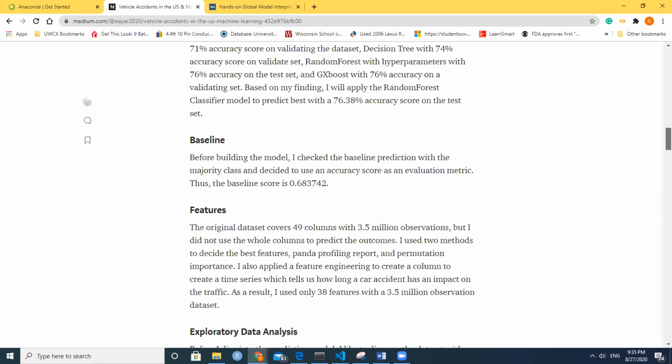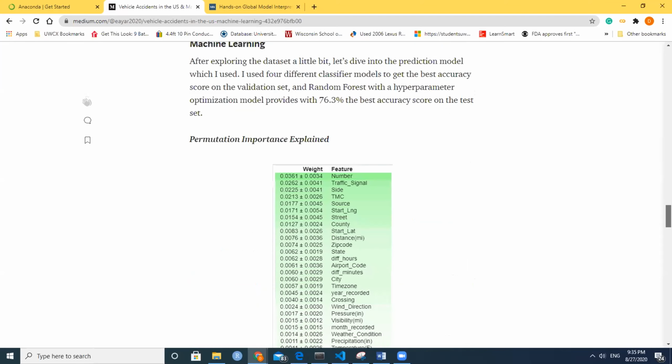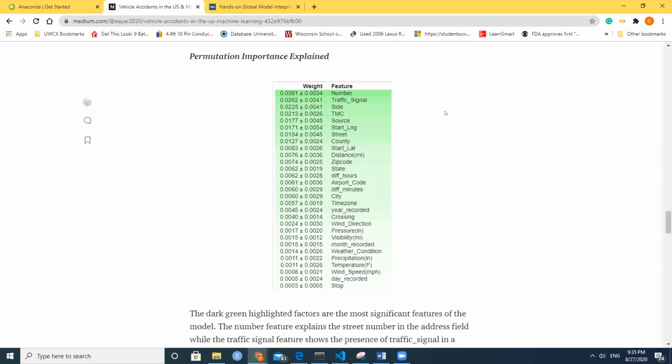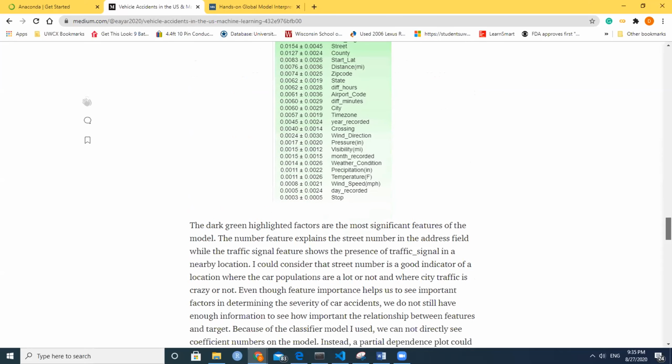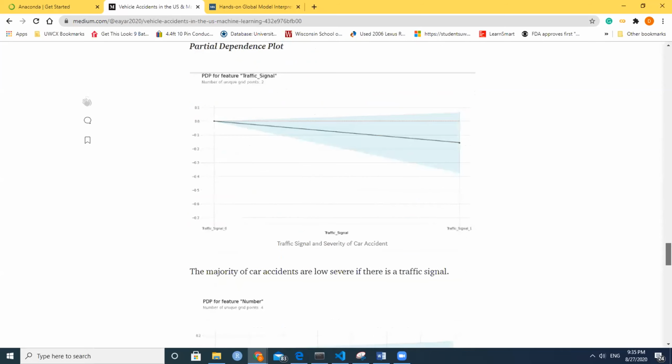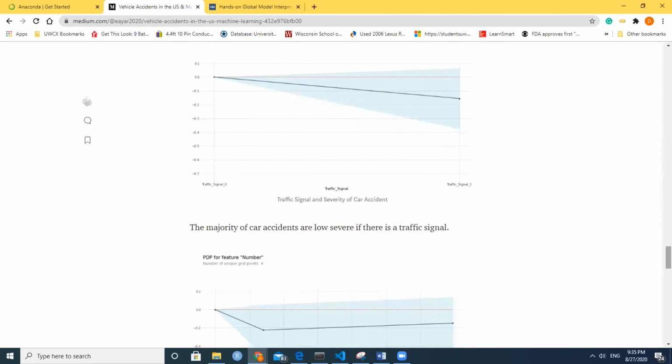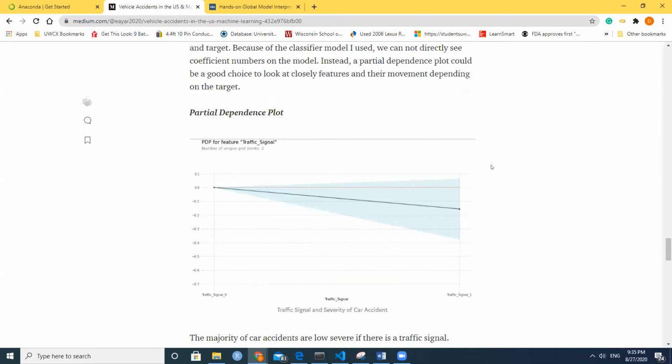Also, I want to talk about my permutation importance. Based on this graph, I could say I have at least 10 important features which affect my predictions highly. If we look at these partial dependence plots, for example, traffic signal 0 has much more effect on my prediction model, while traffic signal 1 has less effect.